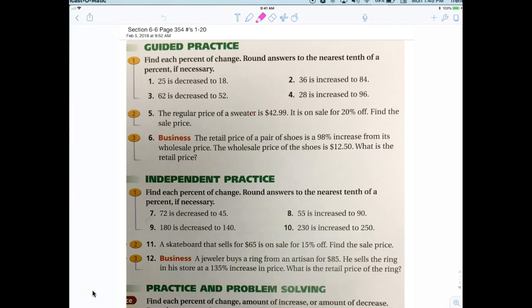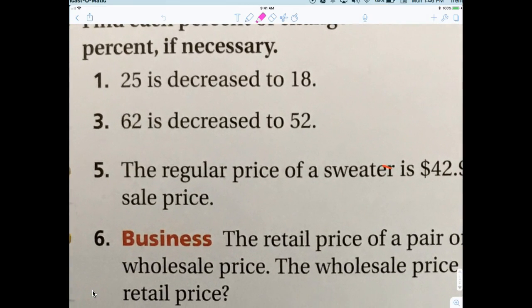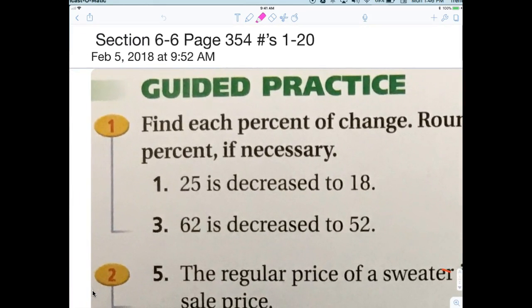Now, today, we're going to talk about percent of change. So, for example, question number 1. If you went from 25 to 18, that means you went down a certain amount, a certain percentage. Most people don't know that that is a 28% decrease. They can't just look at that and say, well, obviously that's 28%. So I'm going to show you how we do that. Please pay attention.